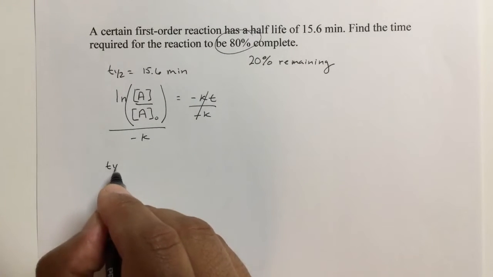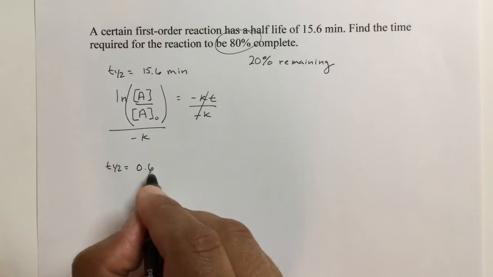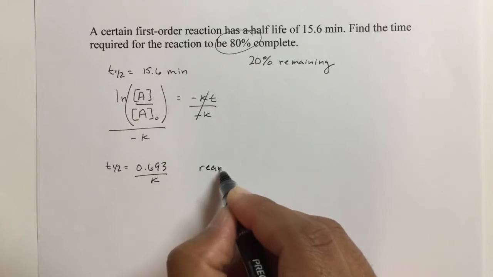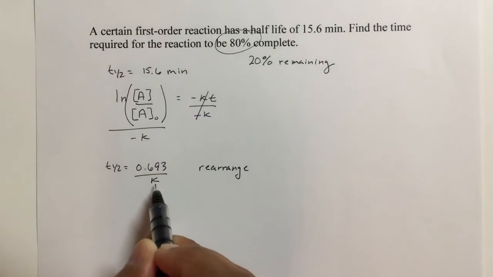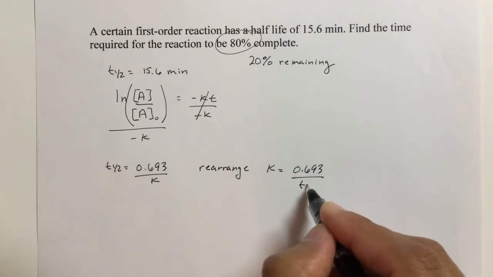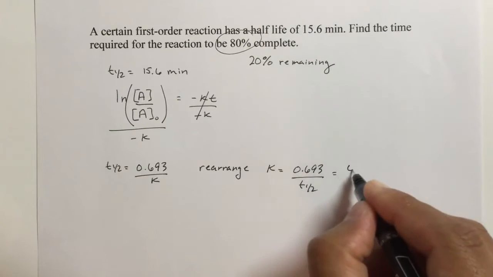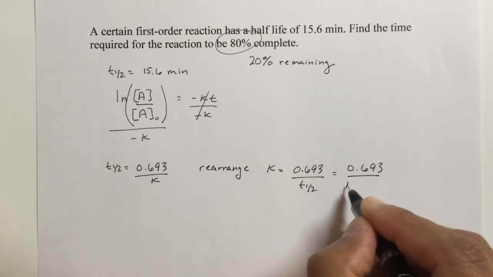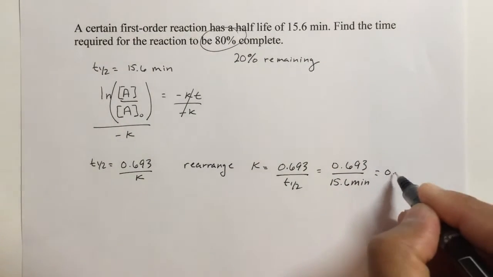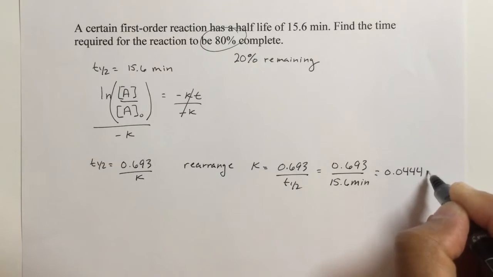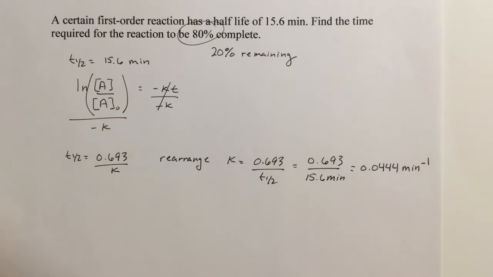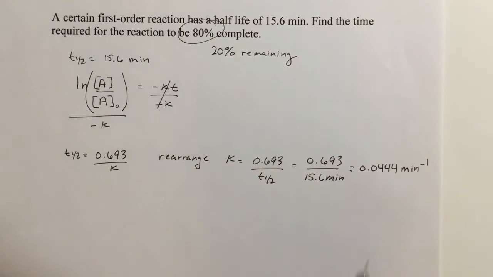The half-life is equal to 0.693 over k. If we rearrange this equation to get k by itself, k is equal to 0.693 over the half-life. 0.693 over 15.6 minutes is equal to 0.0444 inverse minutes. Remember, minutes is in the denominator.